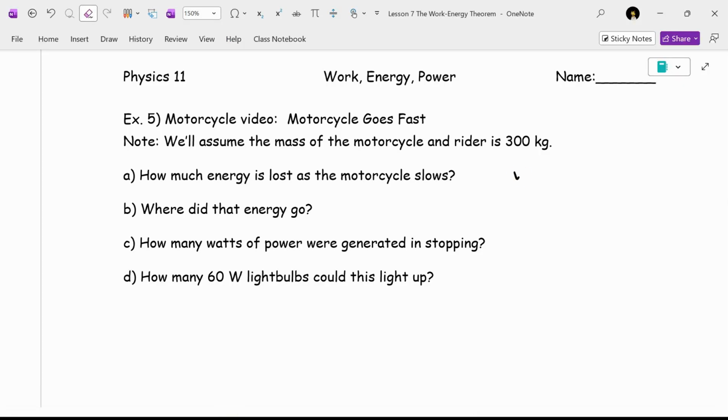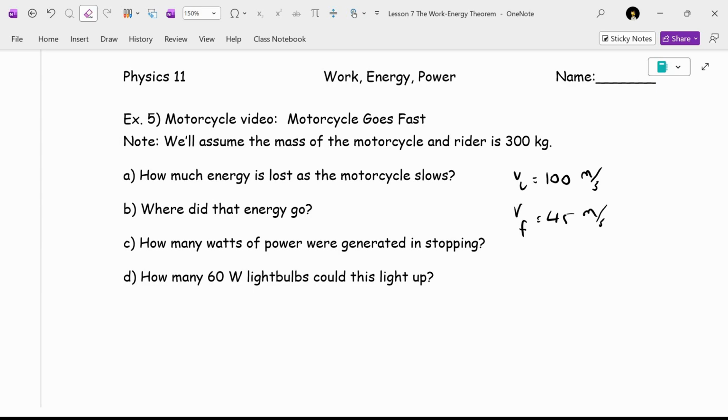By the way, that's a football field every second. VF is 100 miles per hour. Convert 100 miles per hour to meters per second. Siri says 44.7. Call it 45. Let VF be 45 meters per second. All right. So VI was 100. Is that what I said? VF is 45.